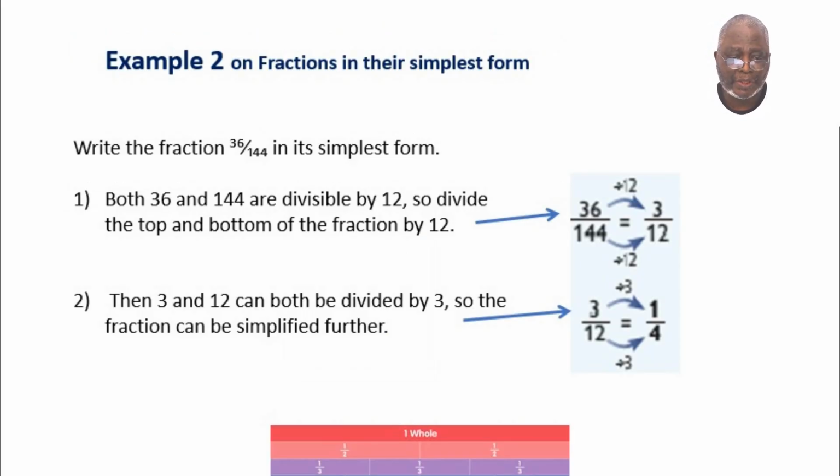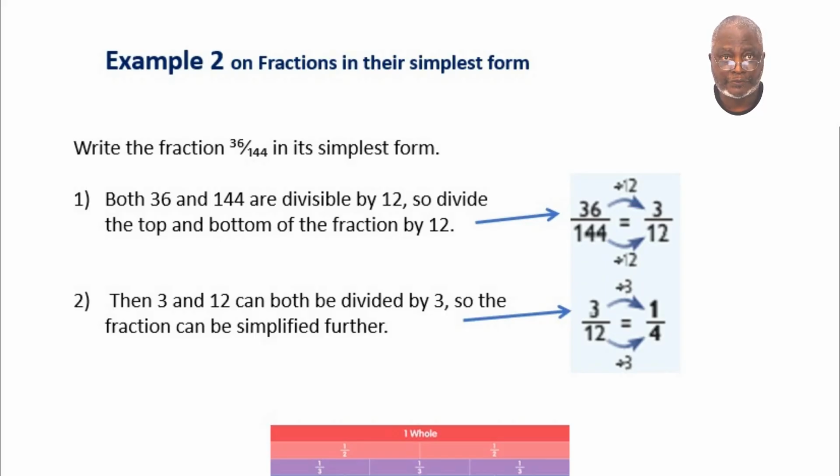Write the fraction 36/144 in its simplest form. Both 36 and 144 are divisible by 12. So divide the top and the bottom of the fraction by 12.